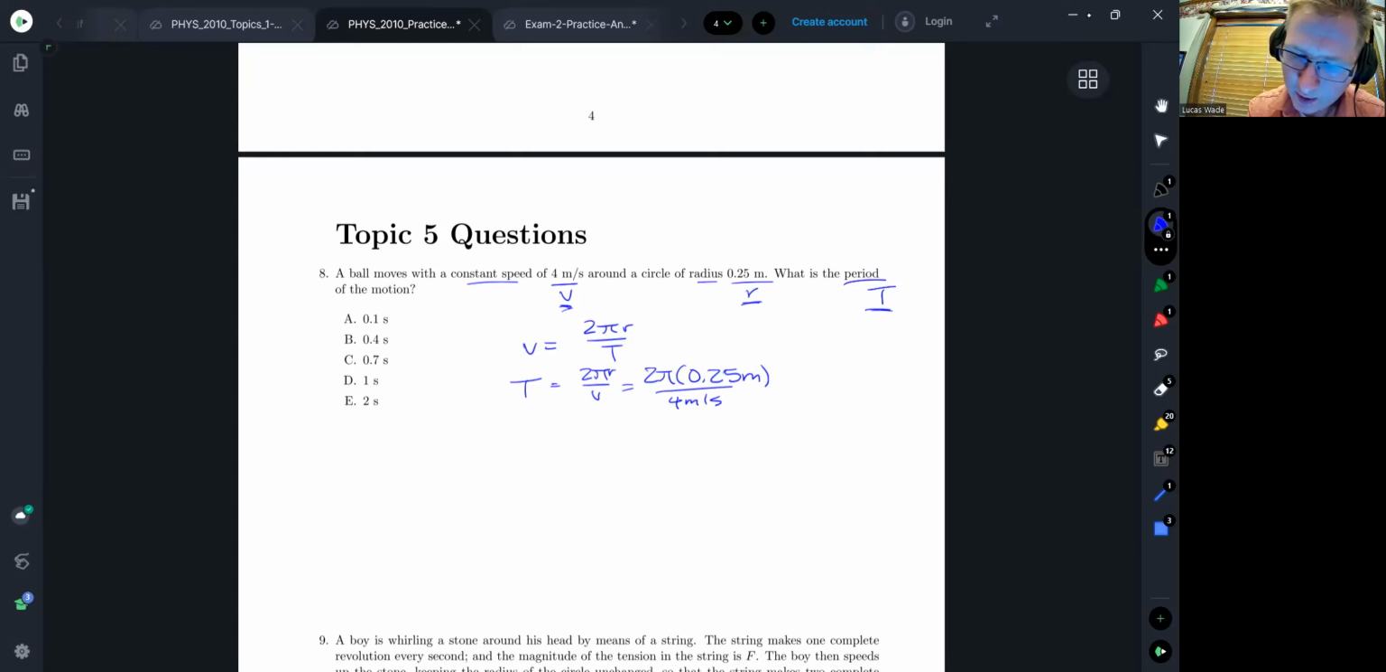Let's see, what's that going to be? That's 1/4, so pi over 8. I'm just seeing how far I can get with this without using a calculator. So over 4 is what, 0.7. So it's possibly... oh, and units are meters over meters per second, seconds. And so 1.57, I'm going to guess that one.